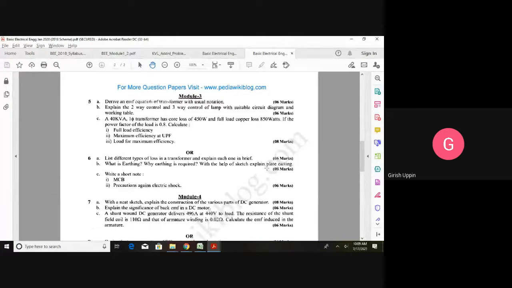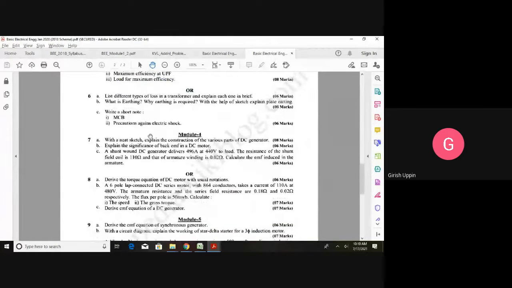So either plate or the pipe earthing. It is for 8 marks. Write a note on MCB, precaution against electric shock. So precautions is very intuitive. If you read it once, you will understand what is the precautions we have to take.